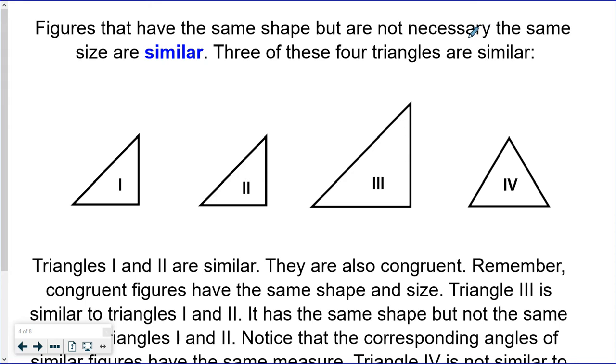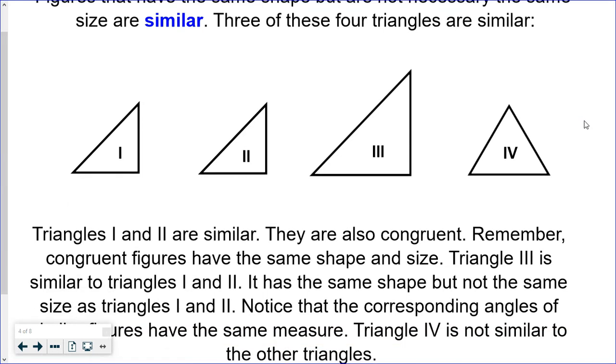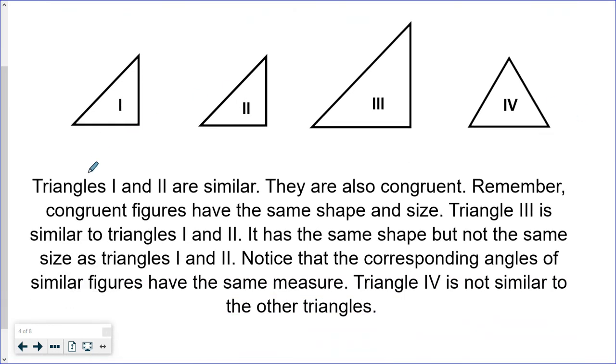but they don't have to be the same size. Okay, so right below here, 3 of these triangles are similar to each other. I got triangle 1, triangle 2, triangle 3, and triangle 4. 3 of these triangles are actually similar. All right, so let's take a look at our explanation here.